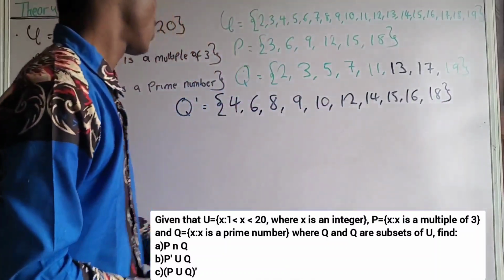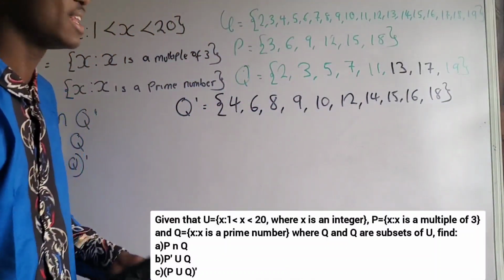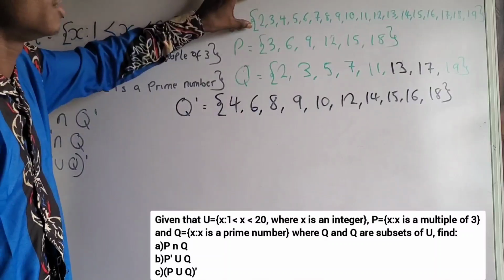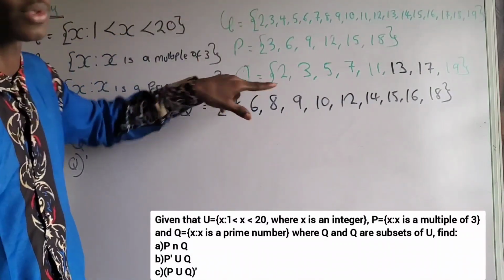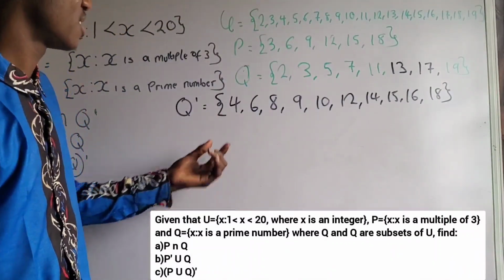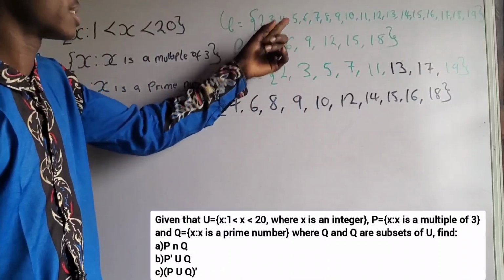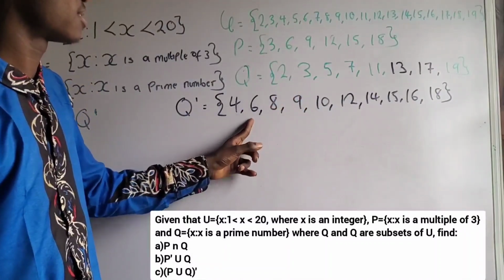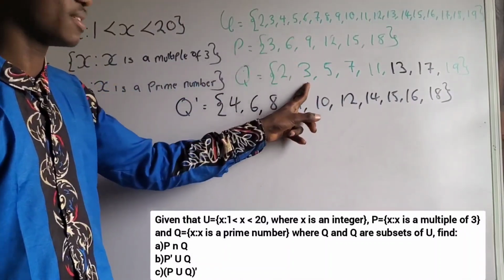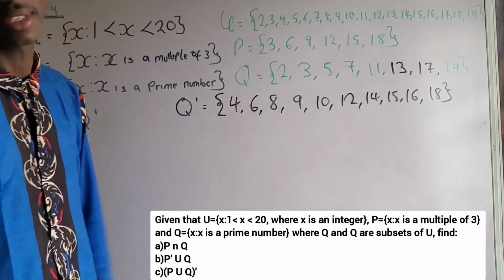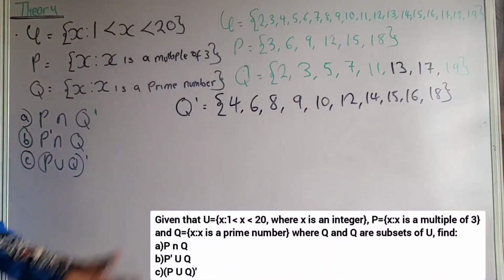Okay. So Q prime, these are the elements that are present in the universal set but are not part of set Q. You can check. 4 is present here, not present here. 6 is present here, is not present here. 8 and others like that. Okay, so these are the Q prime.